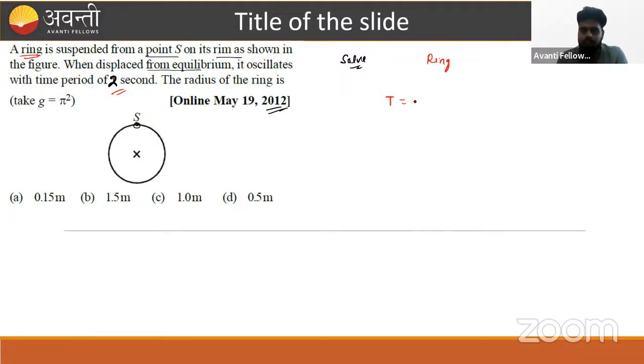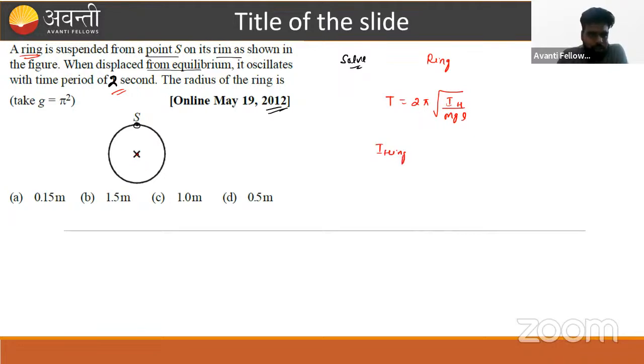So we can say that this can be written as T = 2π√(I about hinge / mgL). In order to solve this time period, we have to find out first of all I hinge. So what is the I about hinge?